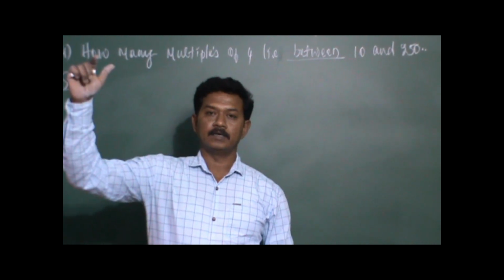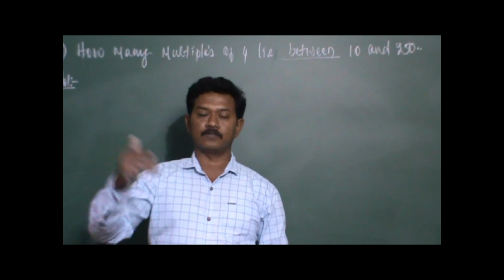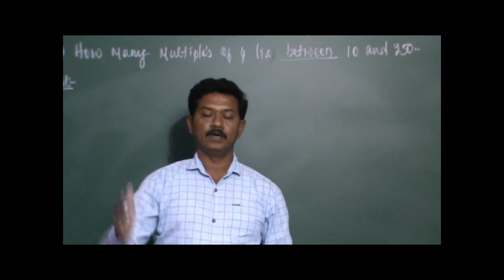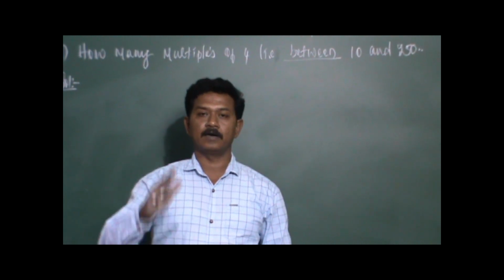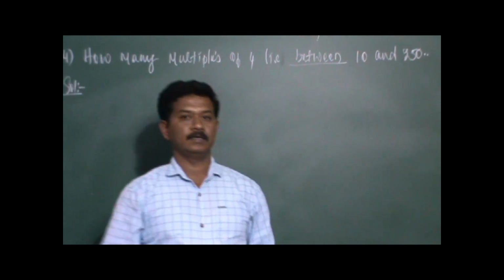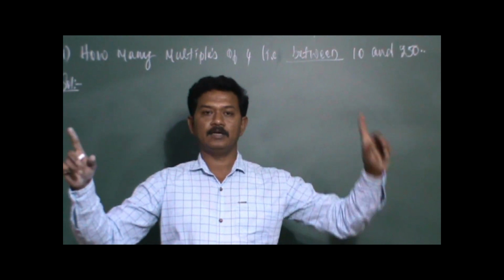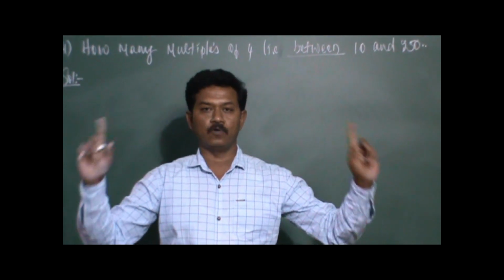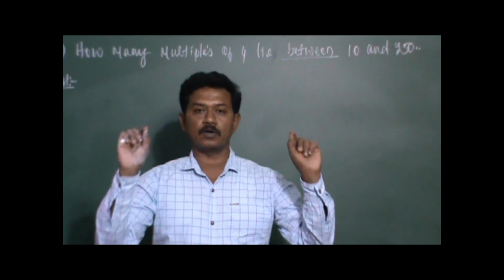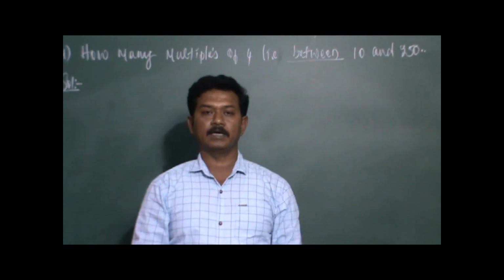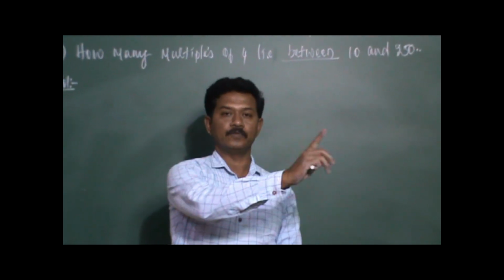So here 12, 8, 16, 20, these are all the multiples of 4. So now he is asking you how many such multiples of 4 are present in between 10 and 250. Though 10 and 250 may be multiples of 4, you are not supposed to take the count of them, because he has mentioned clearly between 10 and 250.